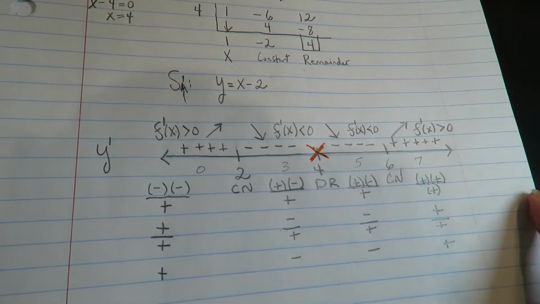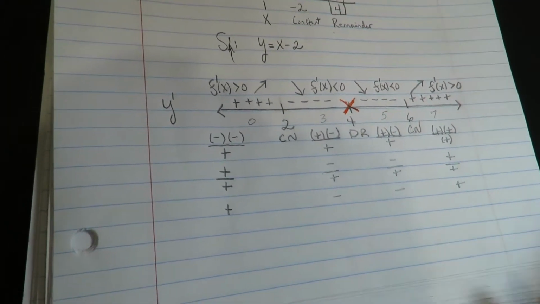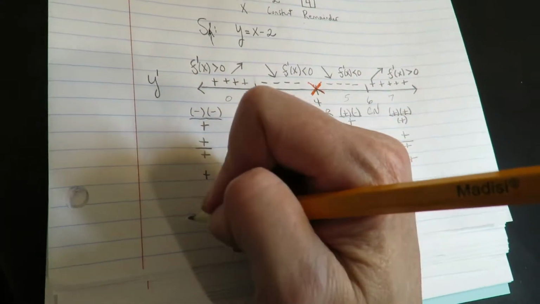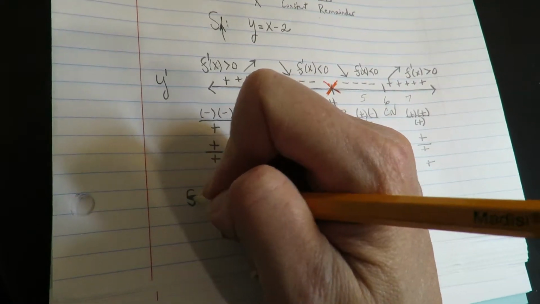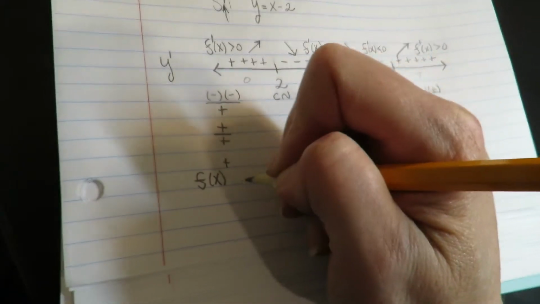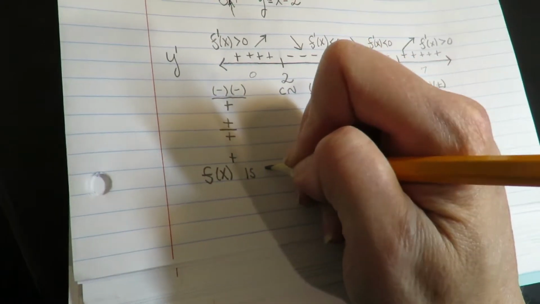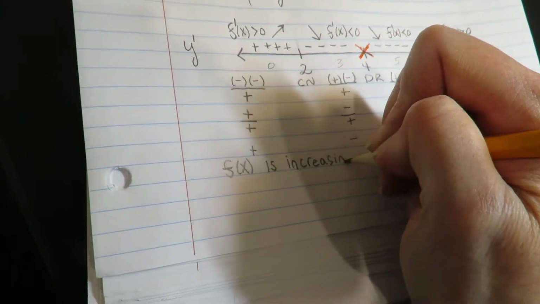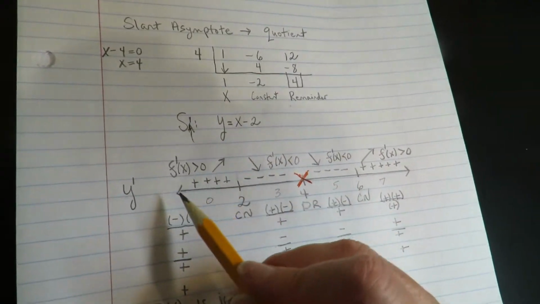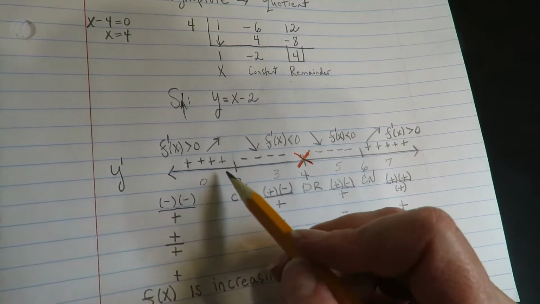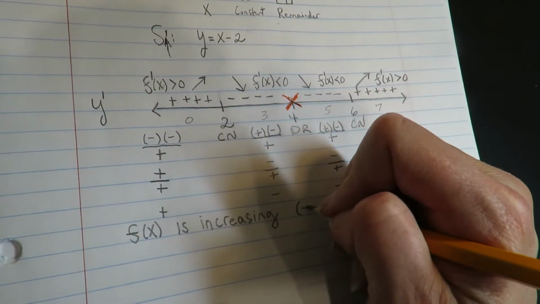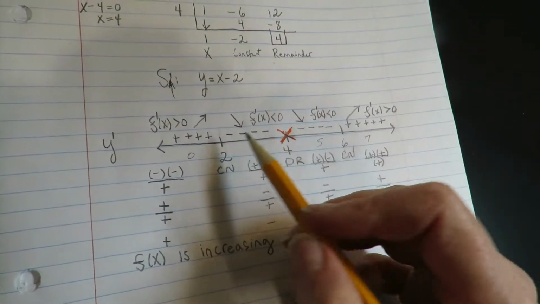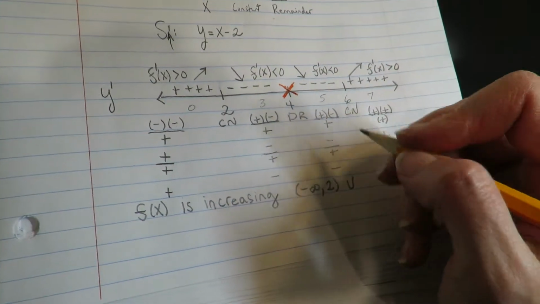Okay, so we did our investigation there. Let's write what results we found. All right, so this function is increasing from -infinity to 2, to infinity.